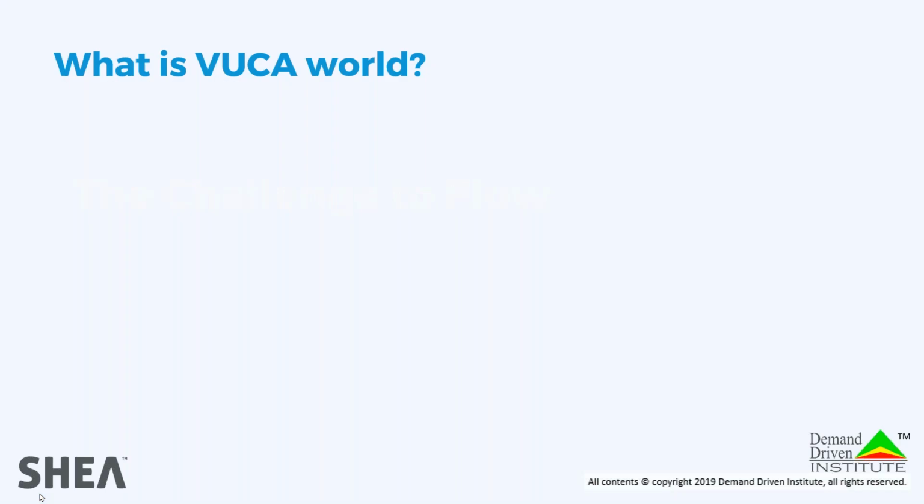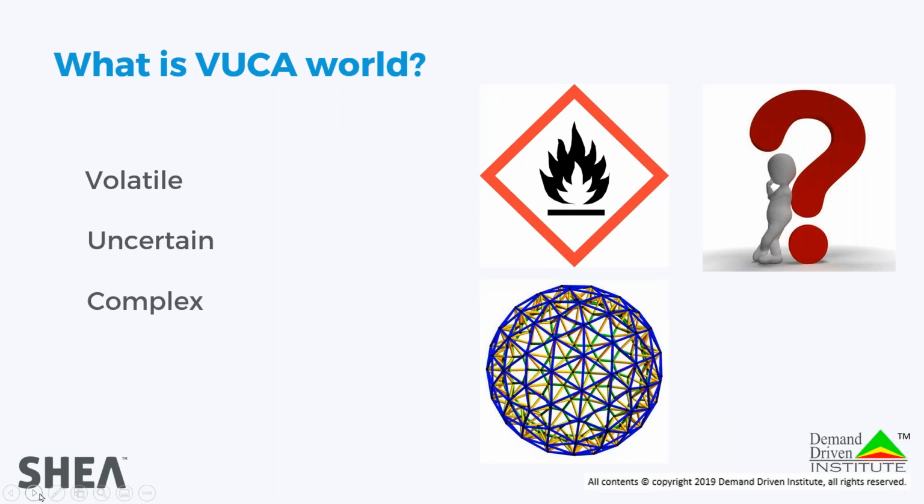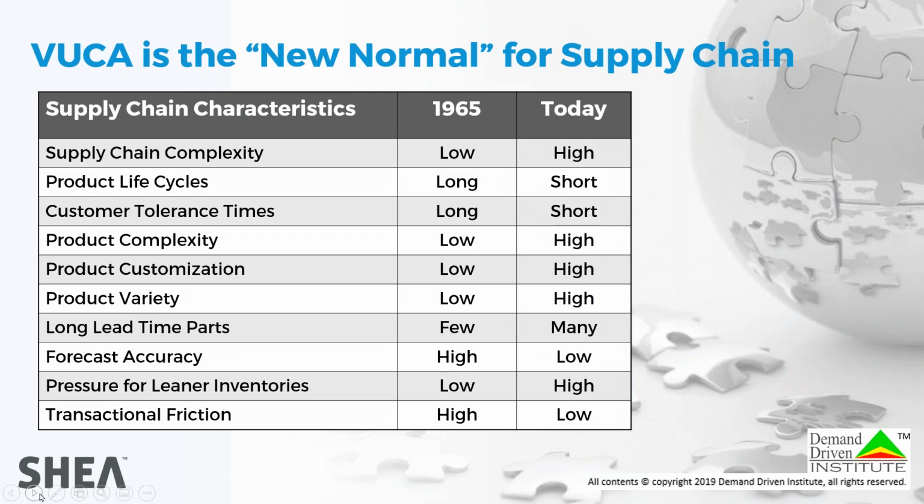But we have a challenge to flow, don't we? Have you heard of the VUCA world? Volatile, uncertain, complex, and ambiguous. And certainly that explains very well the world we're living in these days. And also certainly, our supply chains look incredibly different from how they looked in 1965 when MRP was coming around.